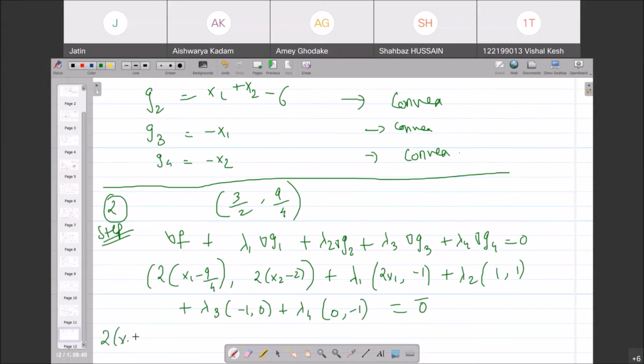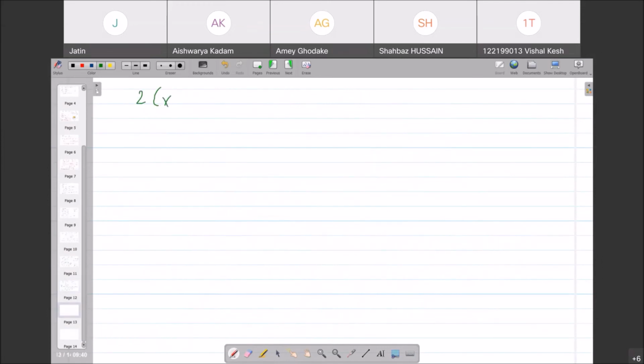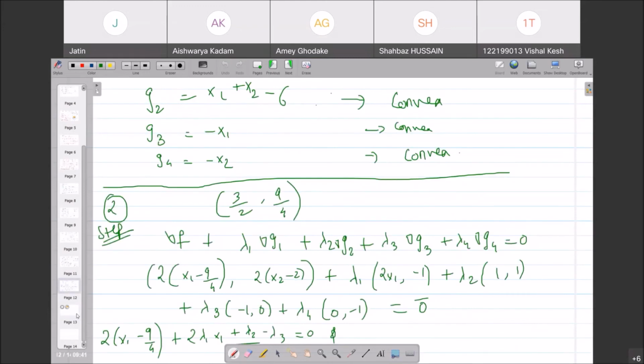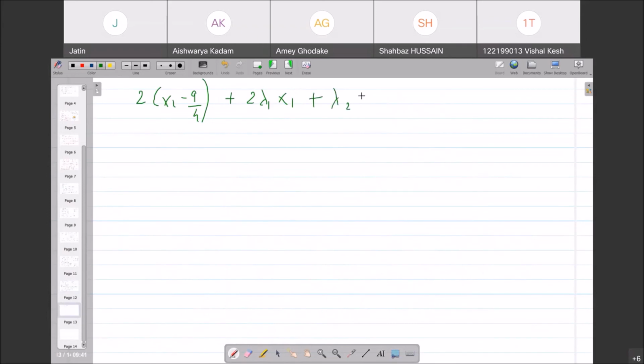Twice x1 minus 9 by 4 plus twice lambda 1 x1 plus lambda 2 minus lambda 3 equal to 0. And the second condition implies, or let me write on the next page, that will be good actually. So what is the first condition? 2 times x1 minus 9 by 4 plus 2 lambda 1 x1. If someone is very comfortable, then he or she can solve along with me, or you can simply listen and make sure each step is clear. You can solve this later on.